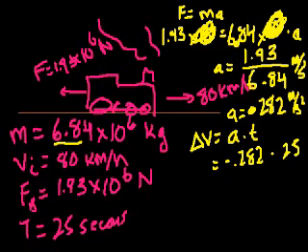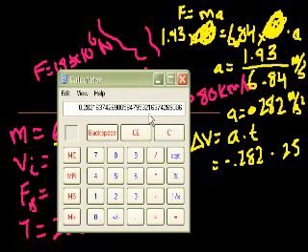Let's get the calculator back here. There it is. Now we want to multiply that number we just figured out times 25. Equals 7.05.